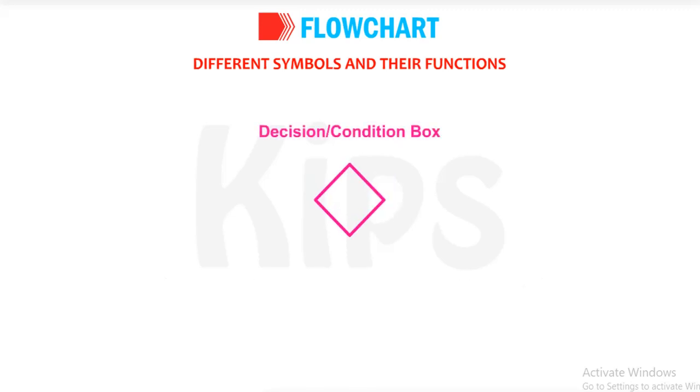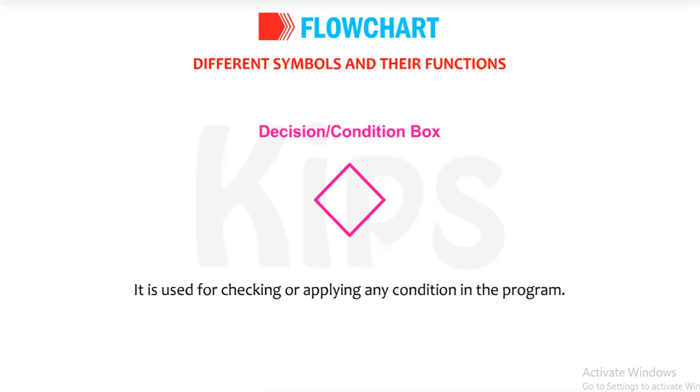Next one is the decision and condition box. For example, if we compare two numbers, is A equal to B, that means is 10 equal to 20? No. Then is A greater than B? So if two options, the decisions or the conditions come, we use this decision box. It is used for checking or applying any condition in the program. When the condition comes, if there is an option.